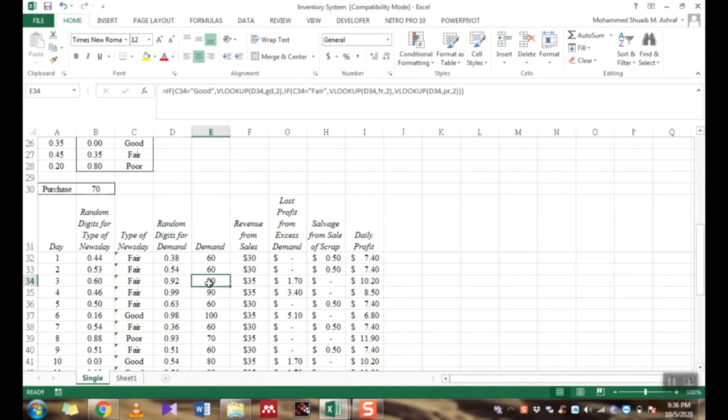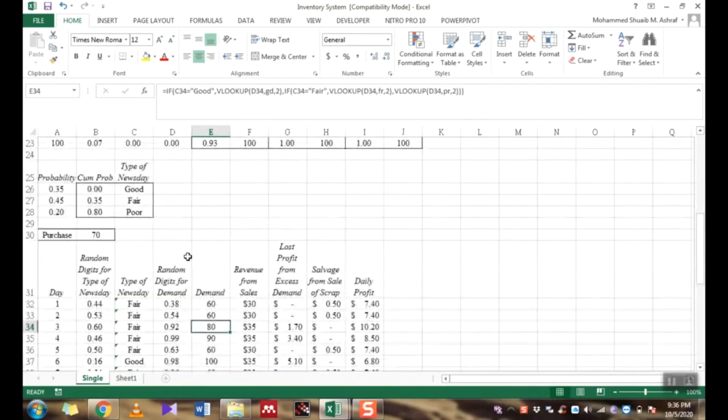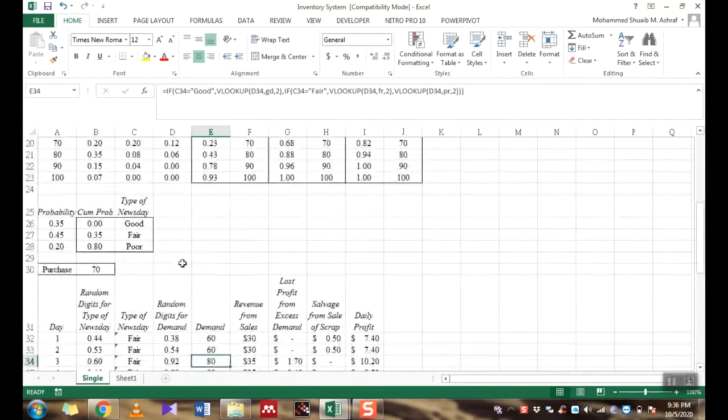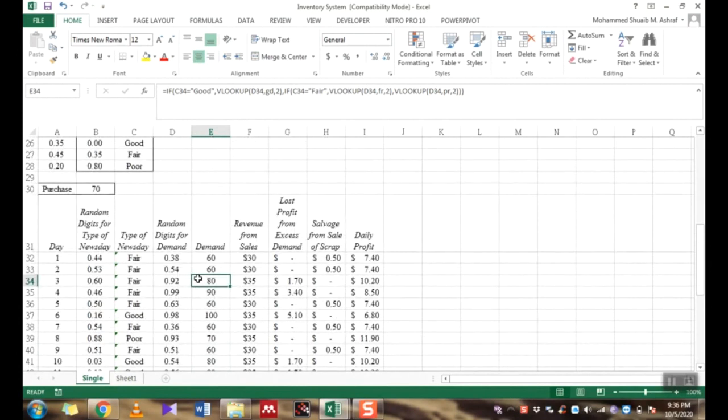So how many customers returned? 10 customers. Okay, and so what is the loss of that day? We have 70 newspapers, the demand is 80. It means the demand was more, so we could have sold 10 more newspapers. So 10 multiplied by the profit on a unit, which is 17 cent. We make a profit of 17 cent on 1 unit. So 17 cent multiplied by 10 is the lost profit from excess demand.